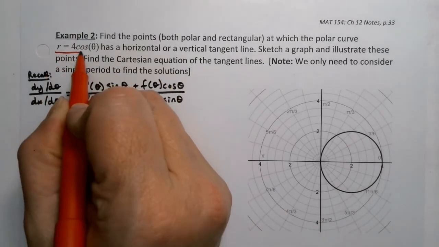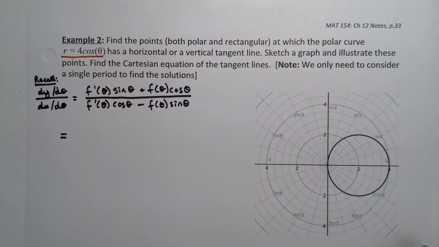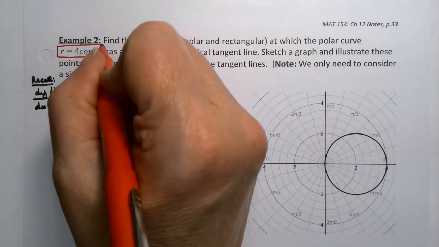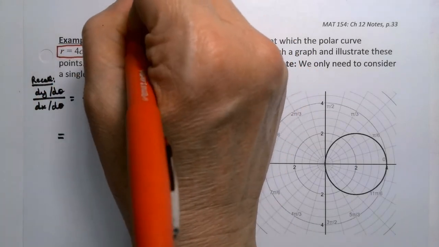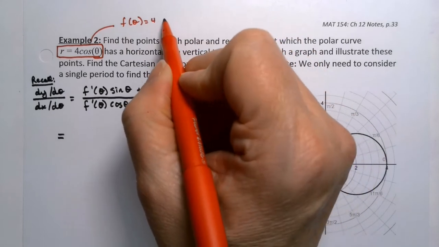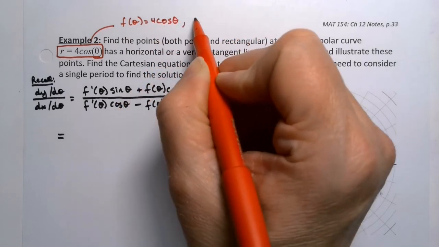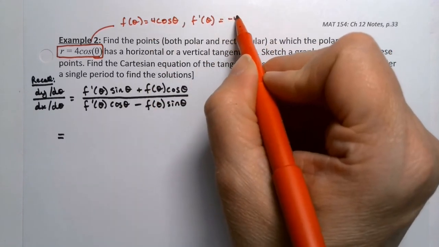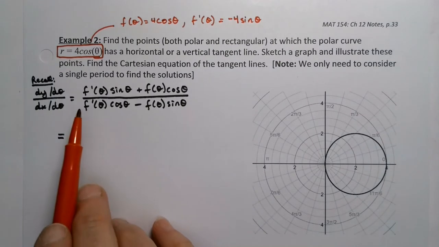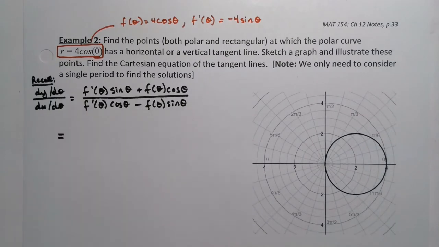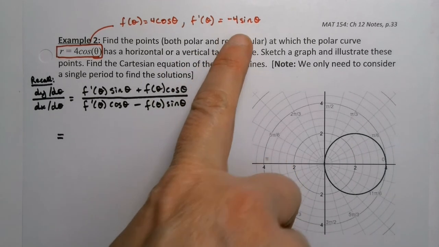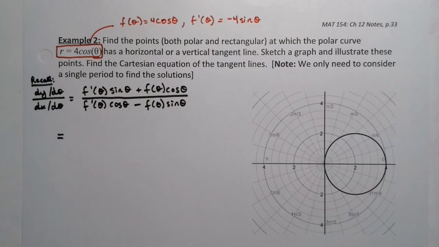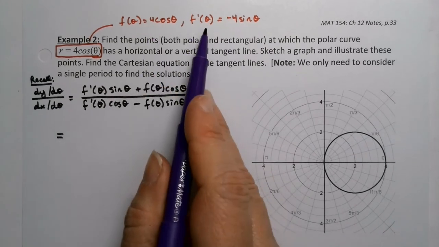All right, so notice really quickly that r is equal to 4 cosine theta. That means that f of theta is equal to 4 cosine theta, which means f prime of theta is the derivative of that. The derivative of cosine is negative sine. And I need that for my lovely formula for the slope of a tangent line. It's not quite the derivative. I mean, it's the derivative dy dx, right? So the derivative of r is right there, but this is more complicated. So I'm going to use those two pieces here.